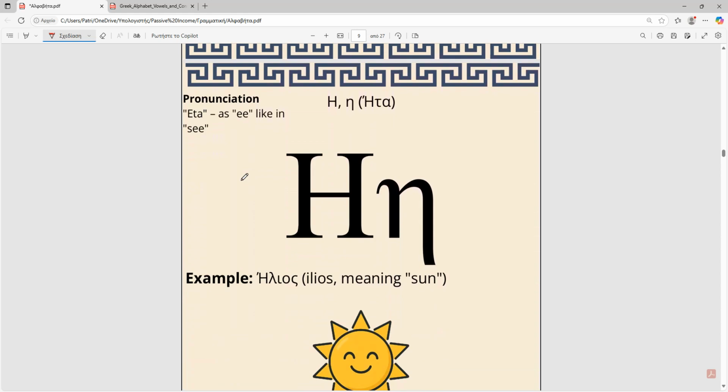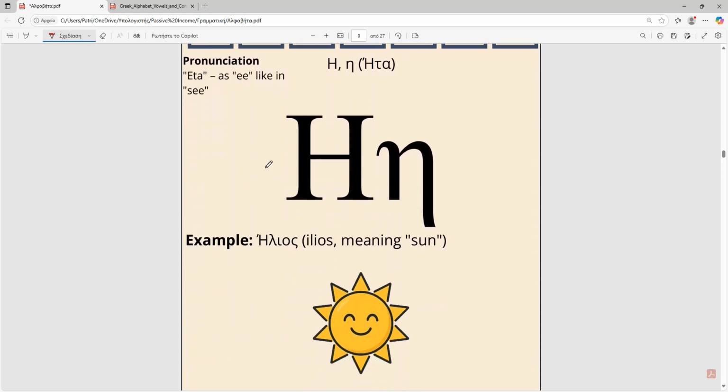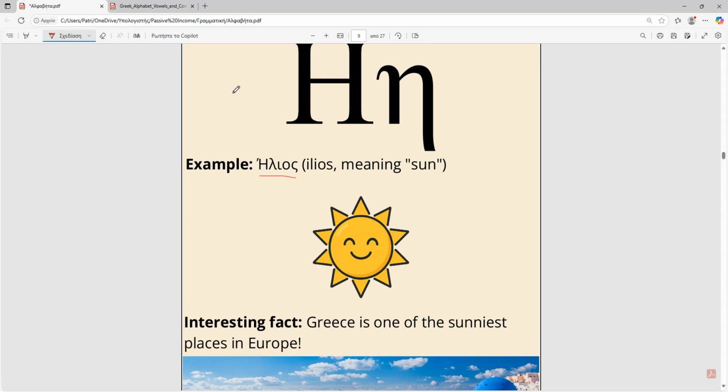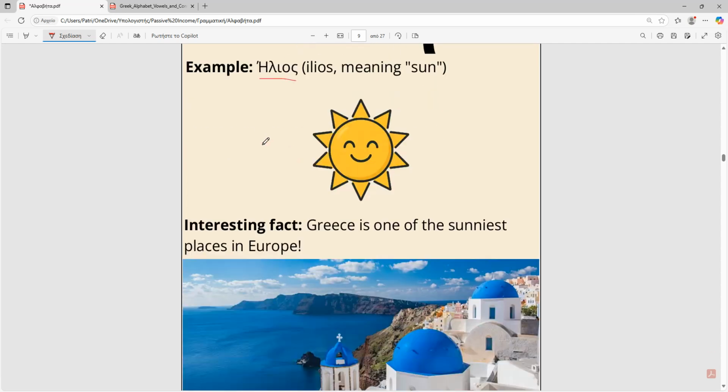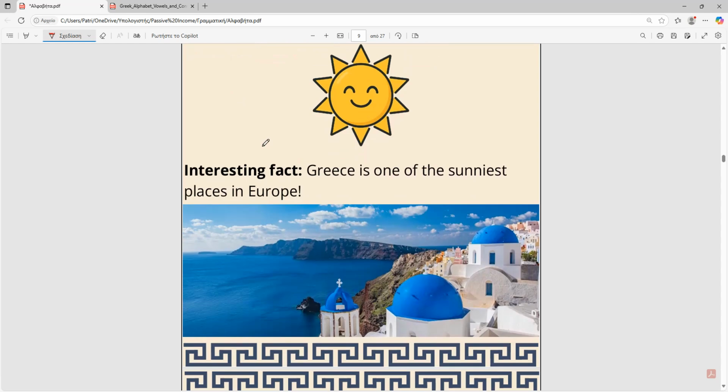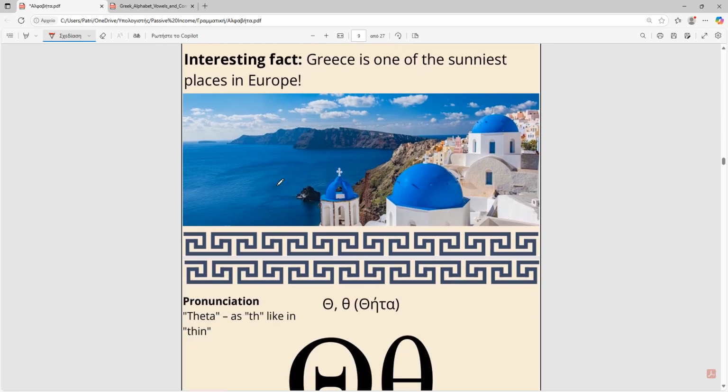Then we have the first E that we are going to learn. This is the Ita E, okay? And it's the first letter of the word ilios. Let's pronounce it together. So Ita, and this is the ilios. That means, of course, the sun. And of course, Greece is one of the sunniest places in Europe. Maybe you have been already to a Greek island like Mykonos, Santorini, very sunny places, but with a lot of wind, like in the islands. So yeah, Greece is one of the sunniest places in Europe.